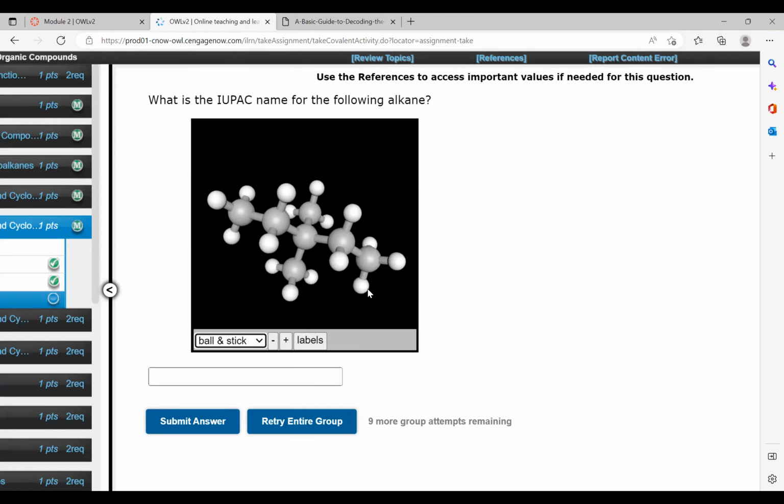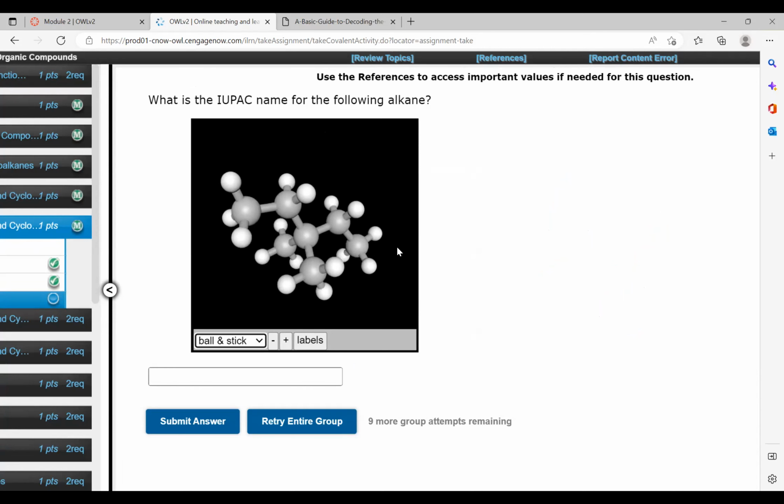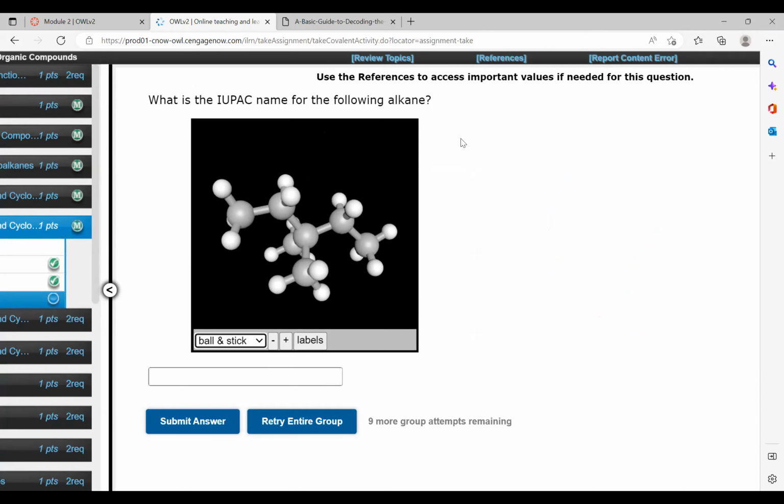Okay, another ball and stick figure. So again, my best suggestion is to draw this out. 1, 2, 3, 4, like this. So 1, 2, 3, 4, 5. And then this guy here has a couple methyls sticking out. So again, we'll name our longest chain. Our longest chain would be pent. And then again, it's ane because they're all single bonds.